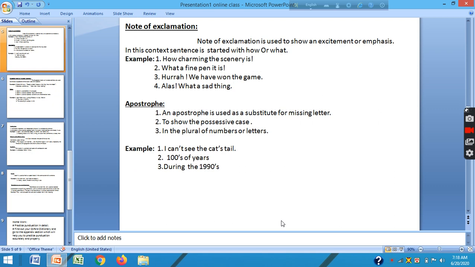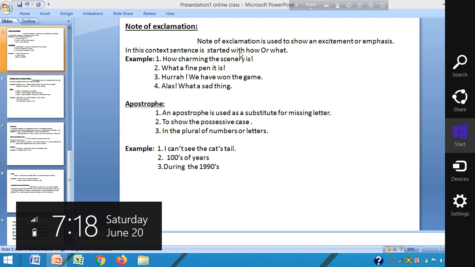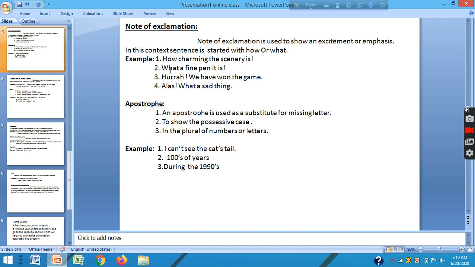Note of exclamation. The note of exclamation is used to show excitement or emphasis. In this context, the sentence starts with how or what, and the note of exclamation goes at the end of the sentence. For example, how charming the scenery is! What a fine pen it is! Here we notice the note of exclamation goes at the end of the sentence, and the sentence starts with how and what.